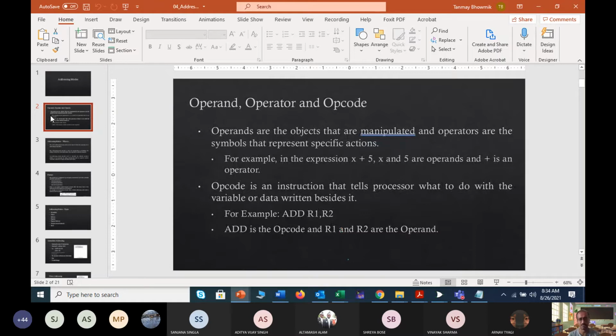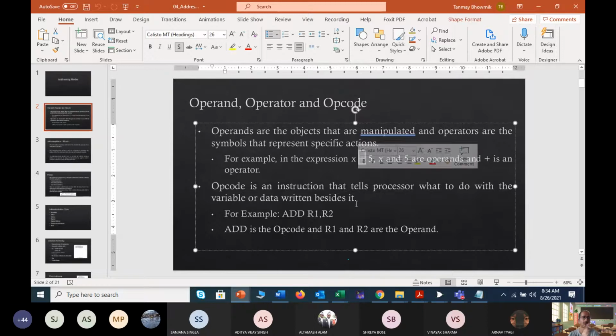You will just read it, but still there is an important part which is required: what is the opcode, what is the operand, what is the operator. I have already given you all these examples, right? Operand, operator and opcode. Just like the example ADD R1 R2: ADD is your opcode, R1 R2 is the operand associated with it, and whenever you perform an operation like x plus 5, this plus sign will be your operator. This has already been discussed in the previous class. I hope nobody has any problem regarding operand, operator and opcode.